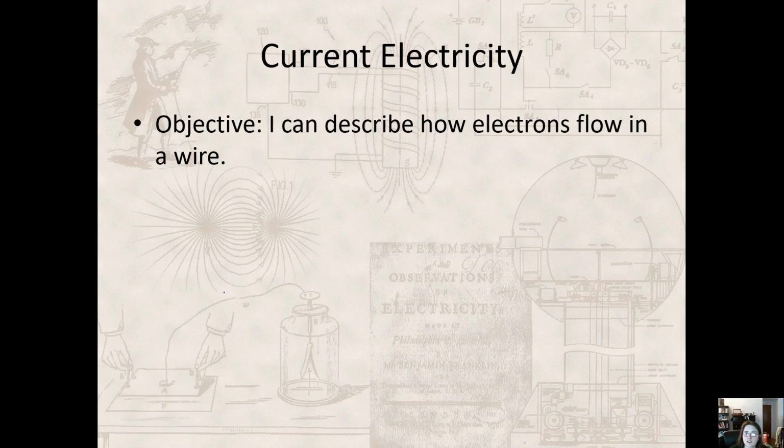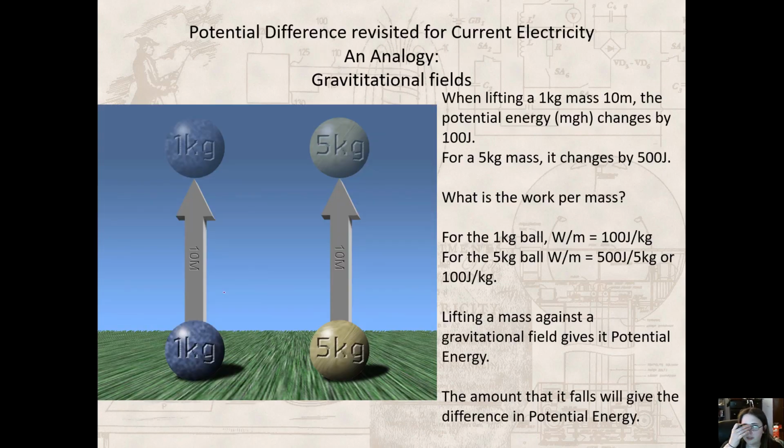Today we want to be able to describe how electrons flow in a wire. So just as a brief review on potential difference, remember that potential difference is analogous to gravitational fields. When you lift something above a height, and that change in height, you will get a potential energy because it's energy that's stored. It can be turned into energy of motion, kinetic energy.